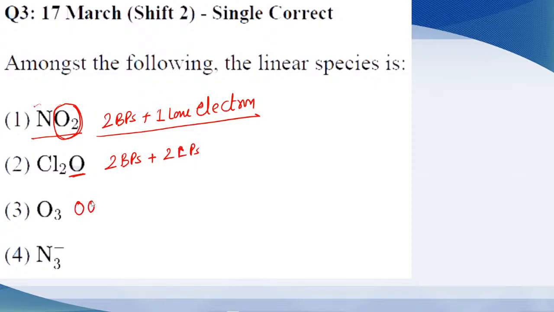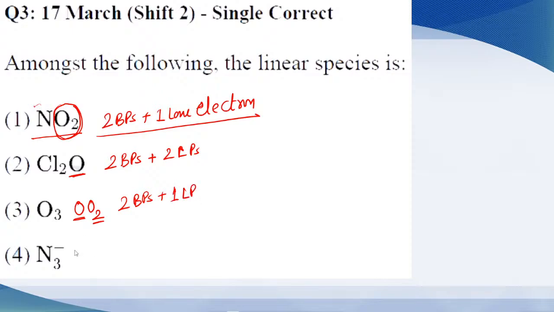O3. So O3 is written as OO2. So again OO2, there are 2 bond pairs. Total electrons used are 4, because one oxygen uses 2 electrons. So in the central oxygen, there are 6 valence electrons. Out of 6, how many are used? 4 are used. So how many left? 2 electrons left unshared. So one lone pair.